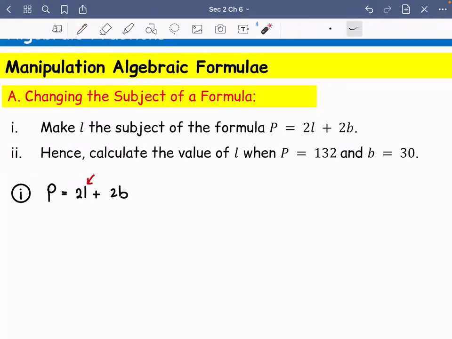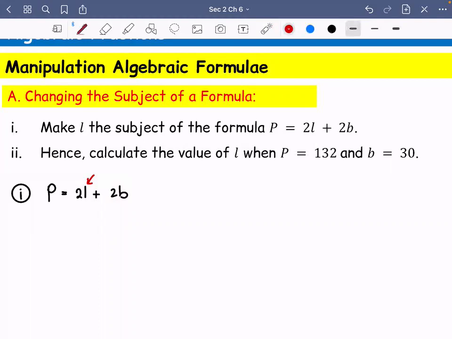Basically, class, remember this: what you're trying to do here is put L on one side and put everything on the other side. That's the main idea. If you want to keep L on the right side of the equal sign, it's fine. We just need to put everything on the other side. So how are we going to do that?